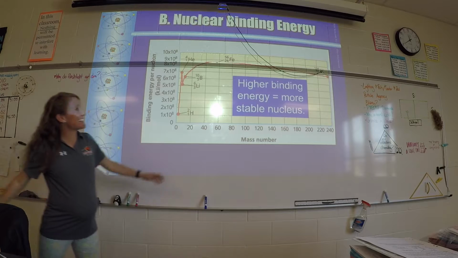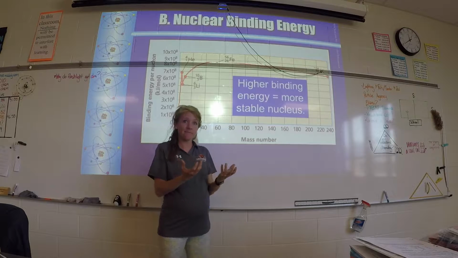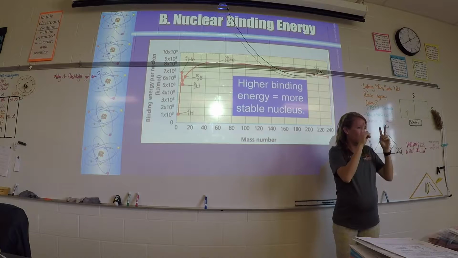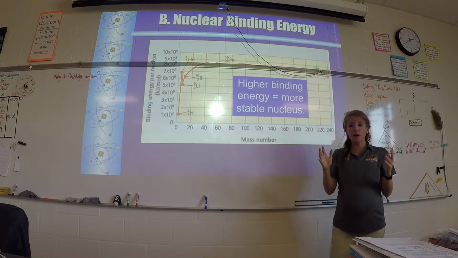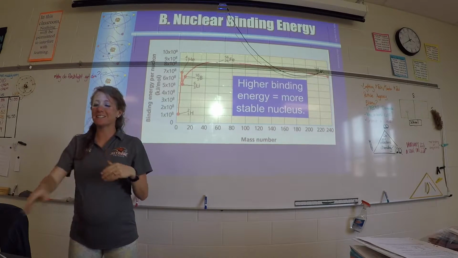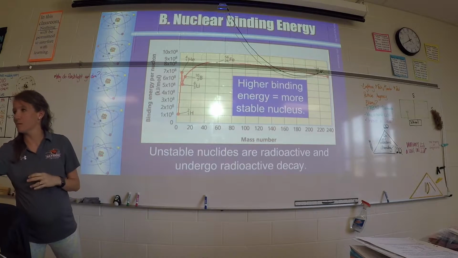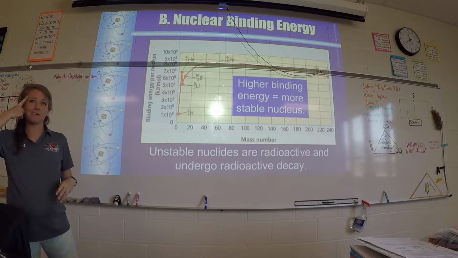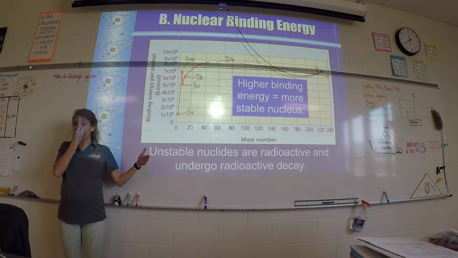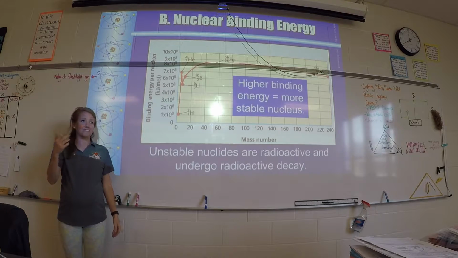All right, so the higher the binding energy, the more stable a nucleus is. It makes sense that the more force there is holding it together, the more stable it will be. More glue, more stable. So this is what it means when an atom is radioactive: its nucleus is unstable. And this is where I wish I had a button to start playing Imagine Dragons at that moment. Did it come to anyone else's head when I said radioactive? Yeah. Okay, so an unstable nuclide is radioactive, and it's going to undergo what's known as radioactive decay.